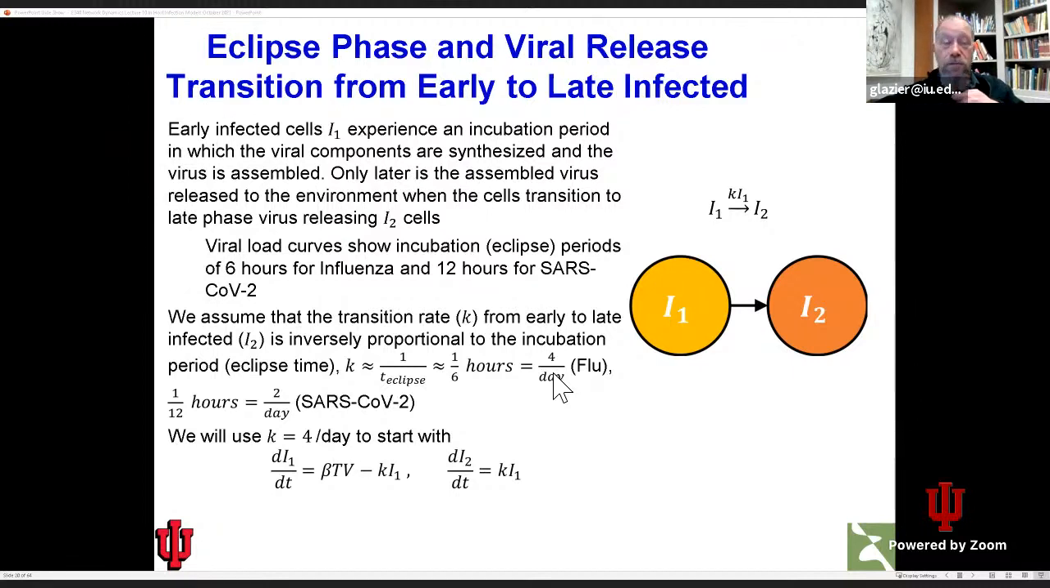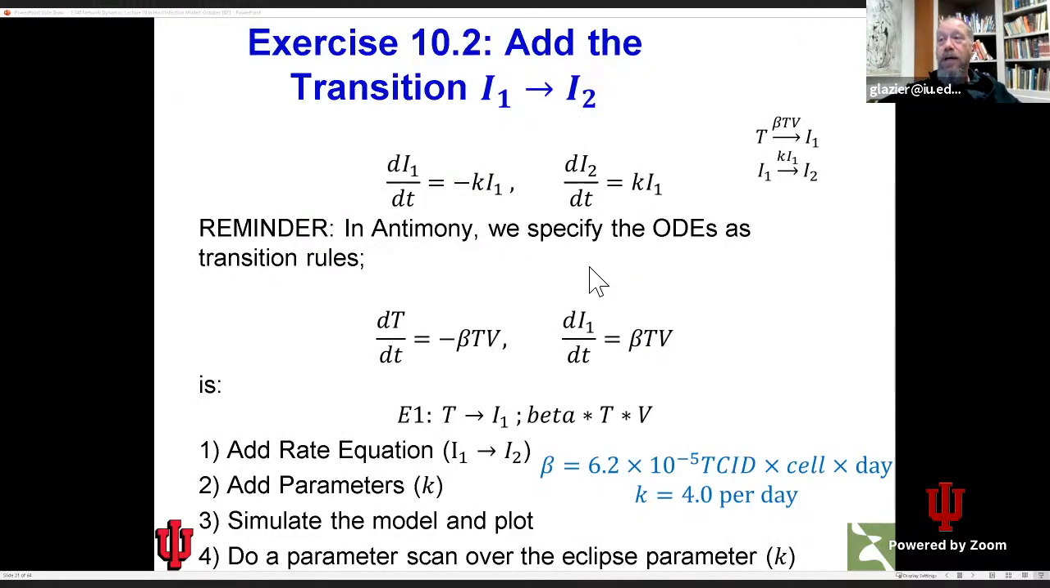For SARS-CoV-2, it's about 12 hours, that is a half a day, so that would mean k would be about 2. So k would be 2 for SARS-CoV-2, and about 4 for influenza. We'll use the value 4 for the moment. So why don't you now add a single line to your equations, saying you have now an I2, I1 goes to I2 at a rate k, where k was equal to 4. All right, everybody try that.